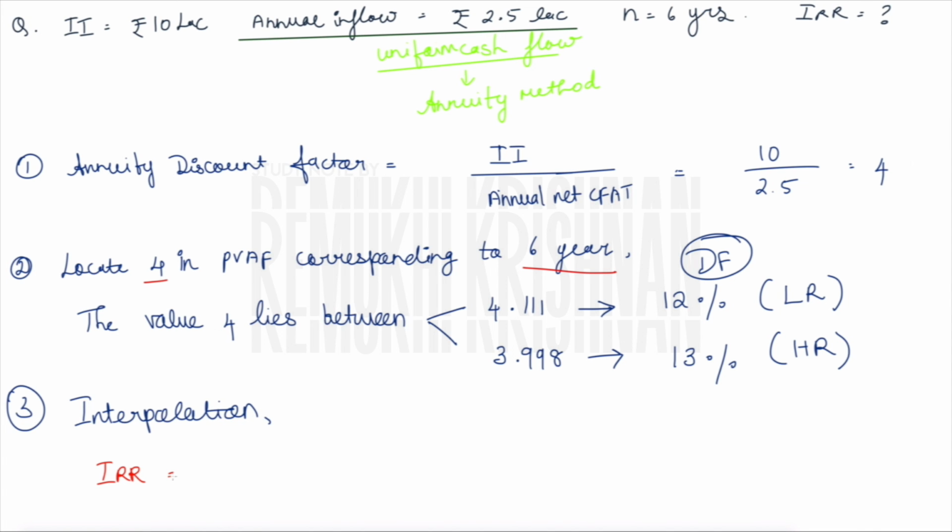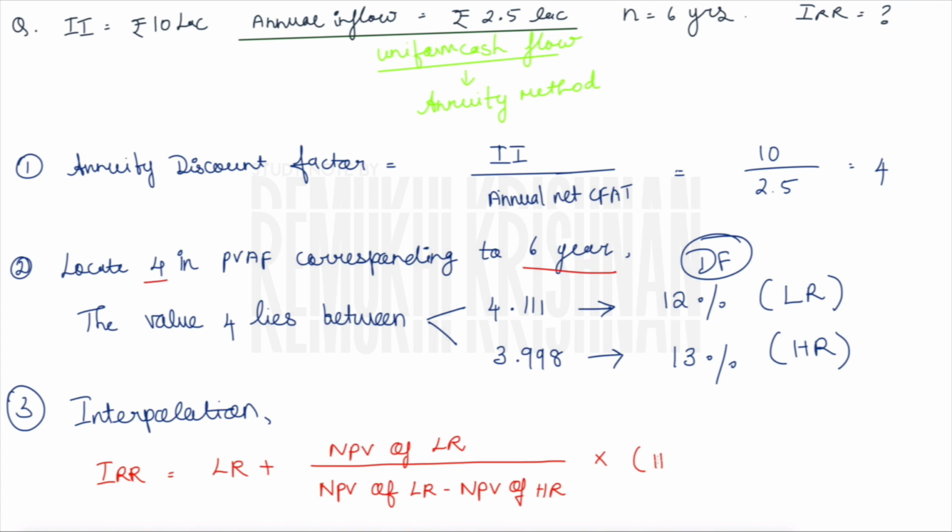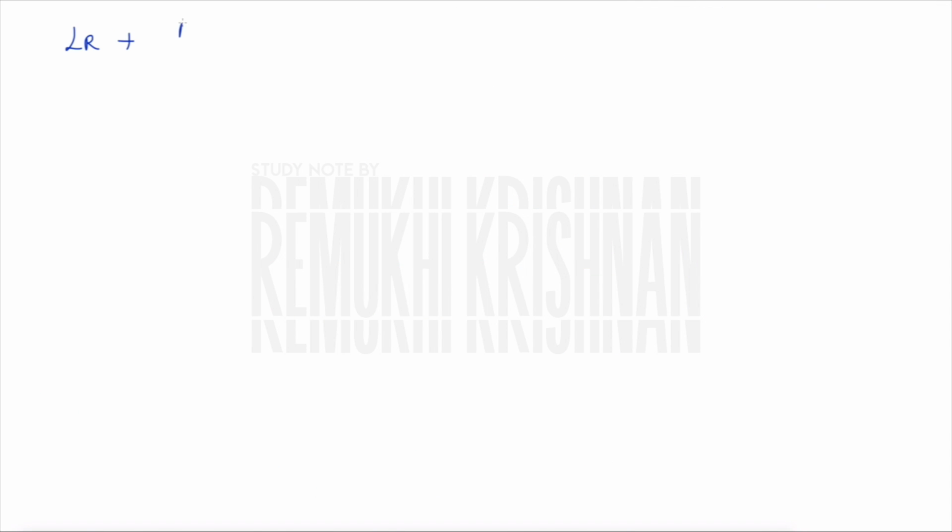So what is the formula? IRR is equal to lower rate plus net present value at lower rate divided by net present value at lower rate minus net present value at higher rate, into higher rate minus lower rate. Okay, let us go into the working note. So once again, I'm just writing the formula, guys. Yes, this is the formula.